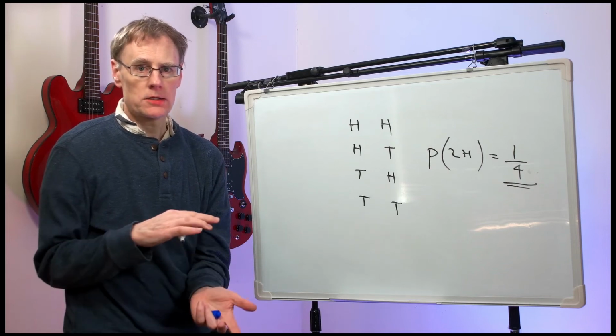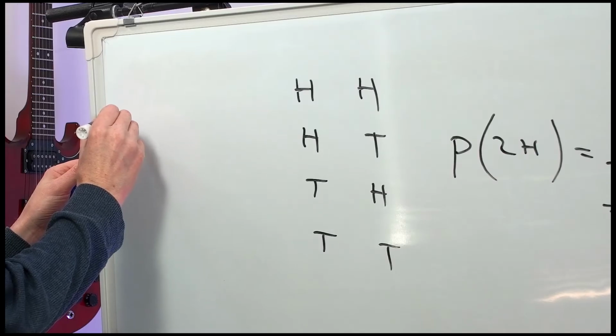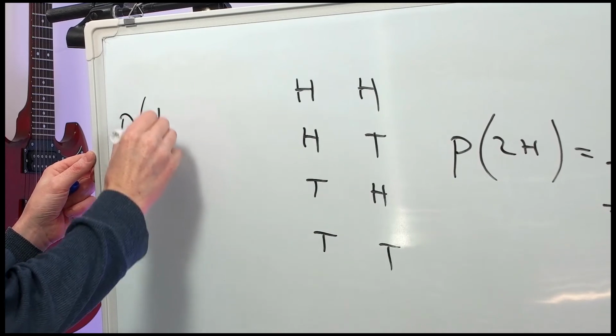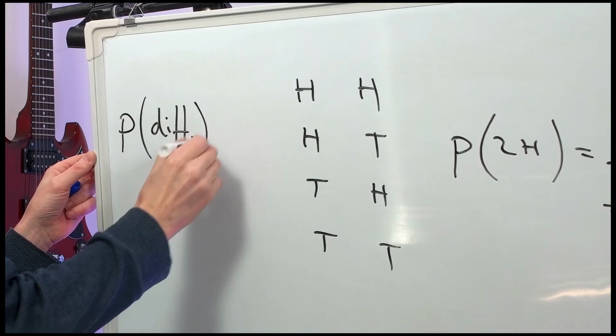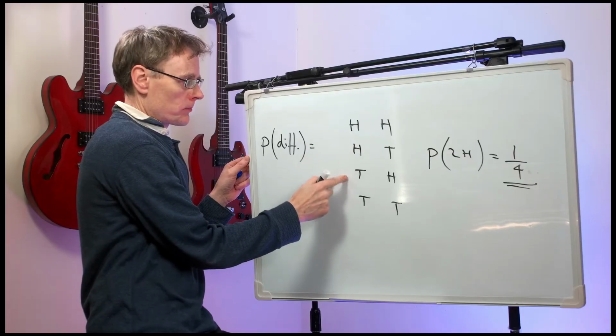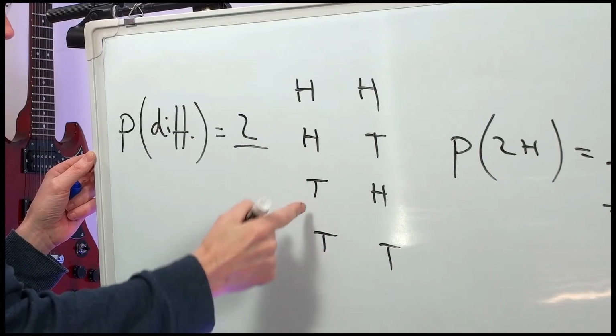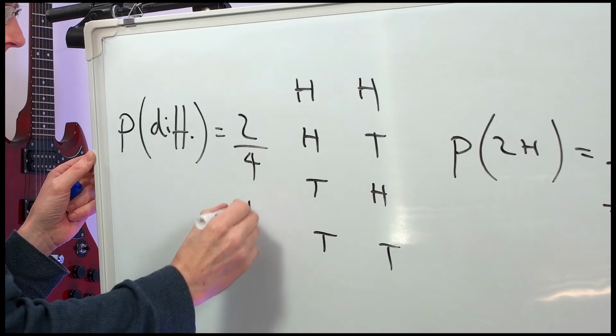What's the probability the 2 coins would be different? So that could be a head and a tail or a tail and a head. The probability that they are different is going to be 2 chances out of 4. That's a half.